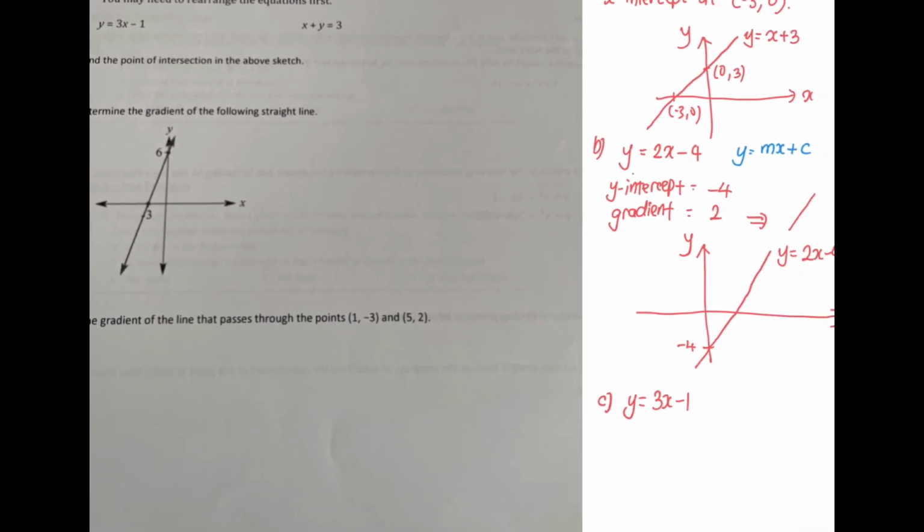Sketch the following graph on the same sets of axes. Use either method. You may need to rearrange the equations first. Okay, so they give us y equal to 3x minus 1. Okay, so let's handle this. Y equal to 3x minus 1. At the meantime, they give us x plus y equal to 3.